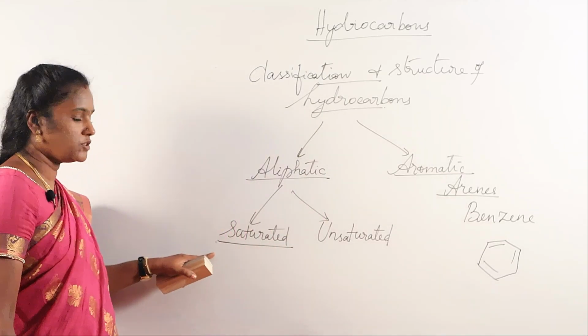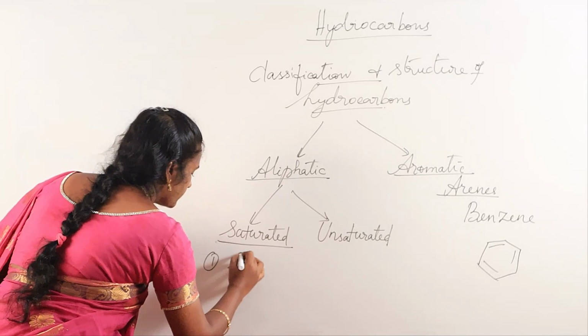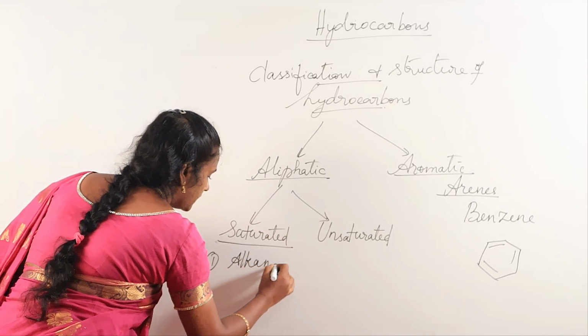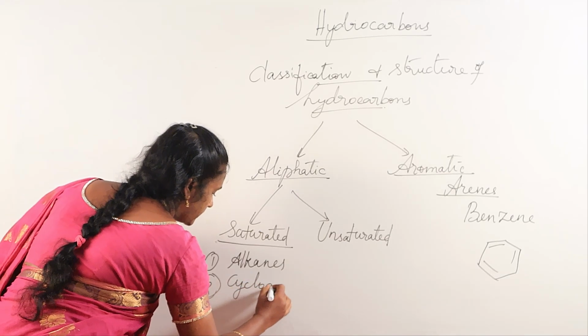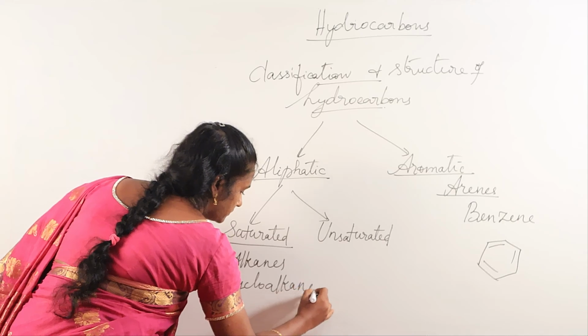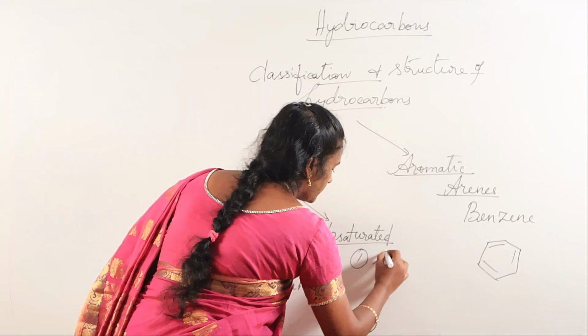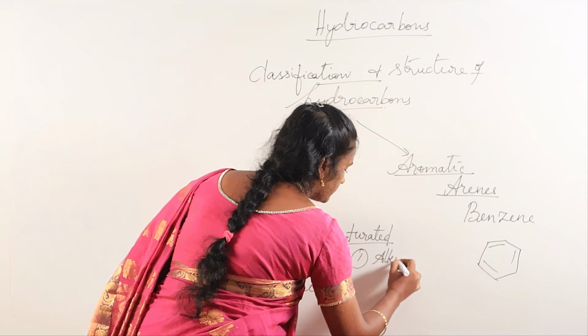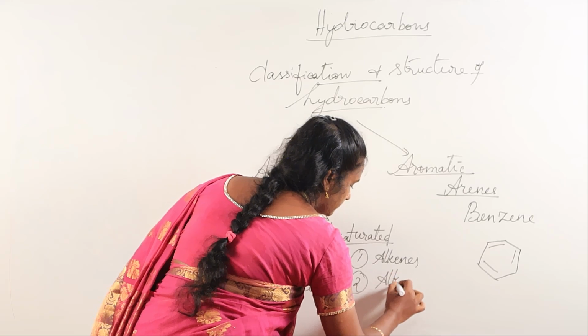Now we will see saturated hydrocarbons. Saturated hydrocarbons are alkanes and cycloalkanes. Unsaturated hydrocarbons are alkenes and alkynes.